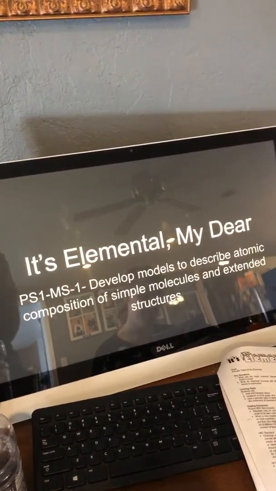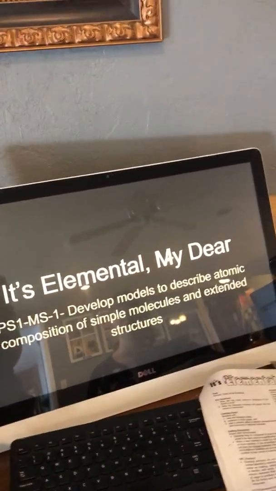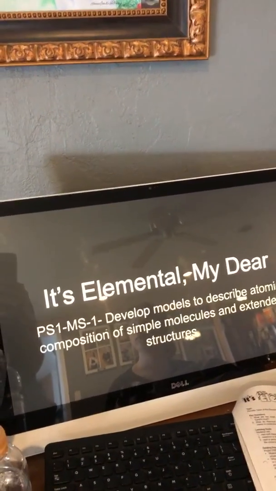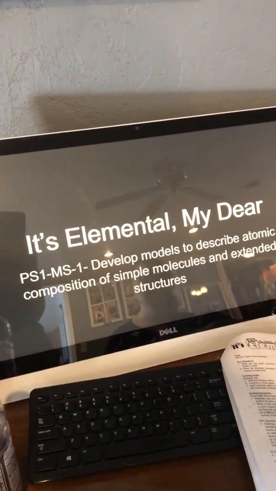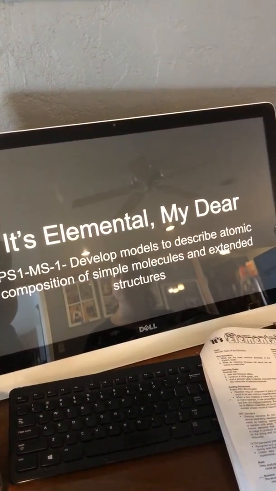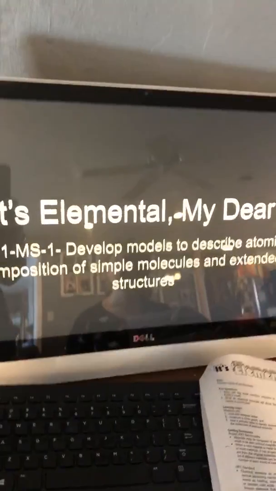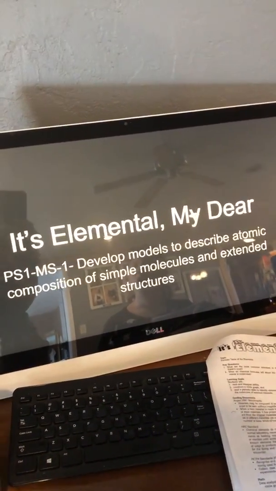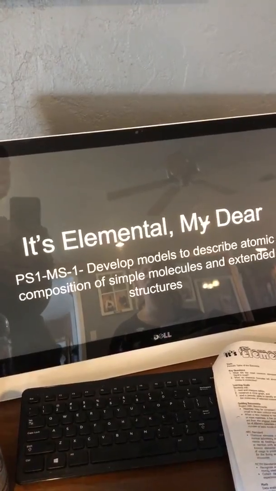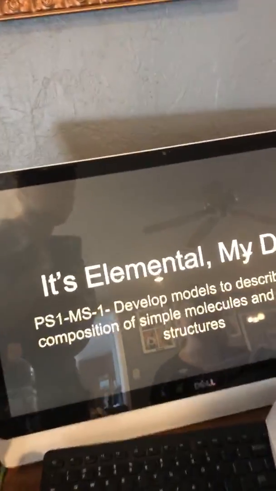Okay, good morning. So I'm going to be holding the camera for part of this, and we'll set it down for part of it. But to be able to see the slide and see different things, we're going to need to hold it up. So today's lab is called It's Elemental, My Dear, and that's the standard, PS1, MS1. I'm thinking a 5th or 6th grade level for this, just so you know.